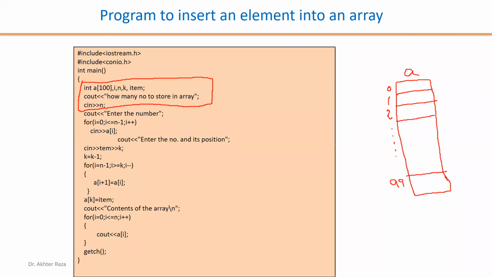and then a message will be printed on the screen: how many numbers to store in this array. This is the variable n. N is basically the size of the data that we want to keep in this array. So we have created an array of 100 locations, but how much data we want to keep in it, the user has to input in n. Suppose the user inputs that only 5 data are to be kept in this array.